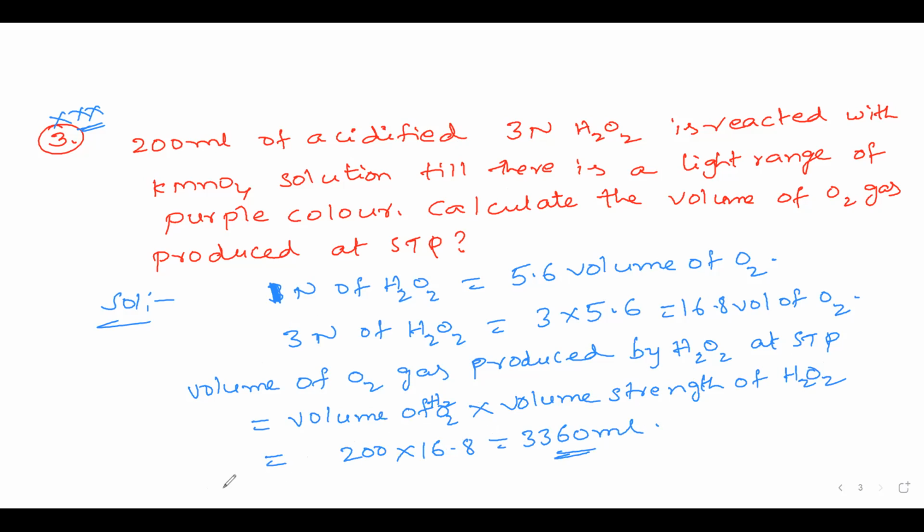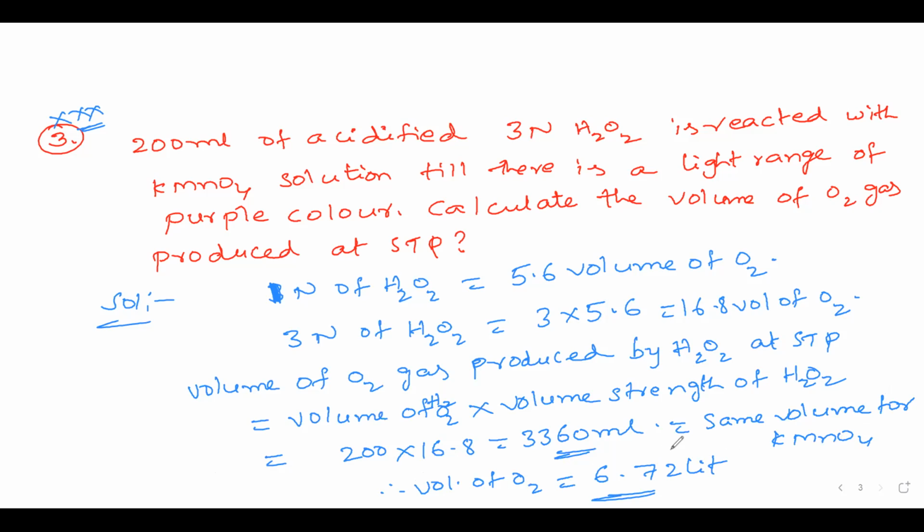So the same volume of oxygen is also produced from KMnO4. So the total volume becomes 6.72 liters. The same volume for potassium permanganate also. So therefore, the volume of oxygen is equal to 6.72 liters. This question is very, very important.